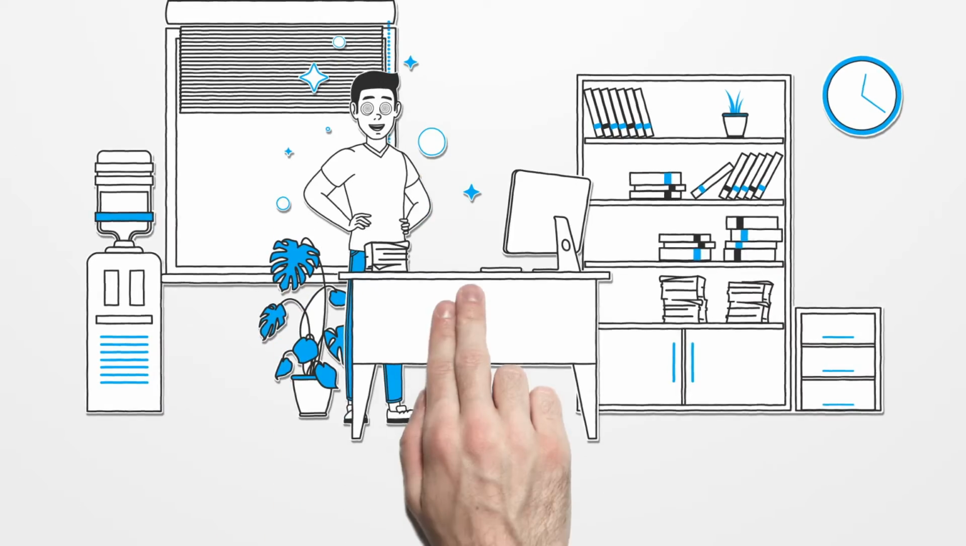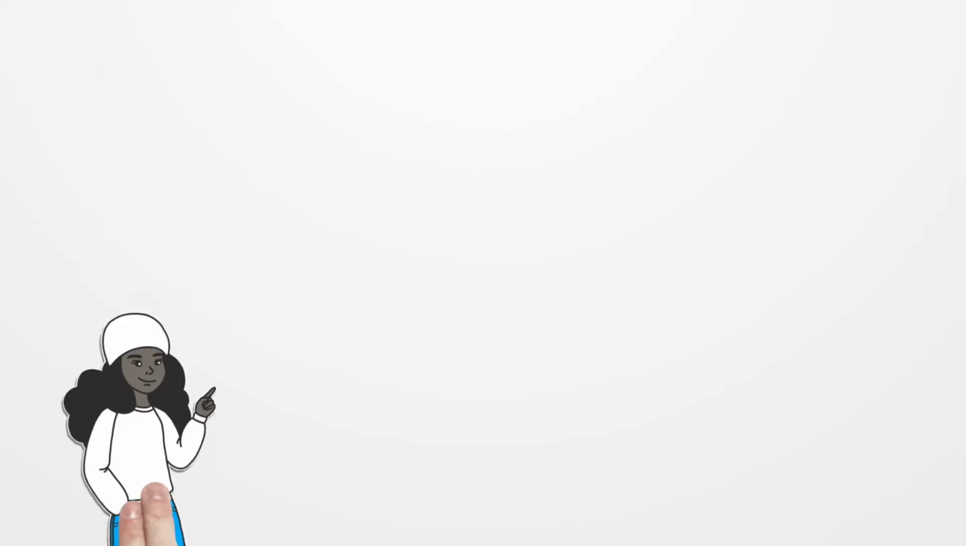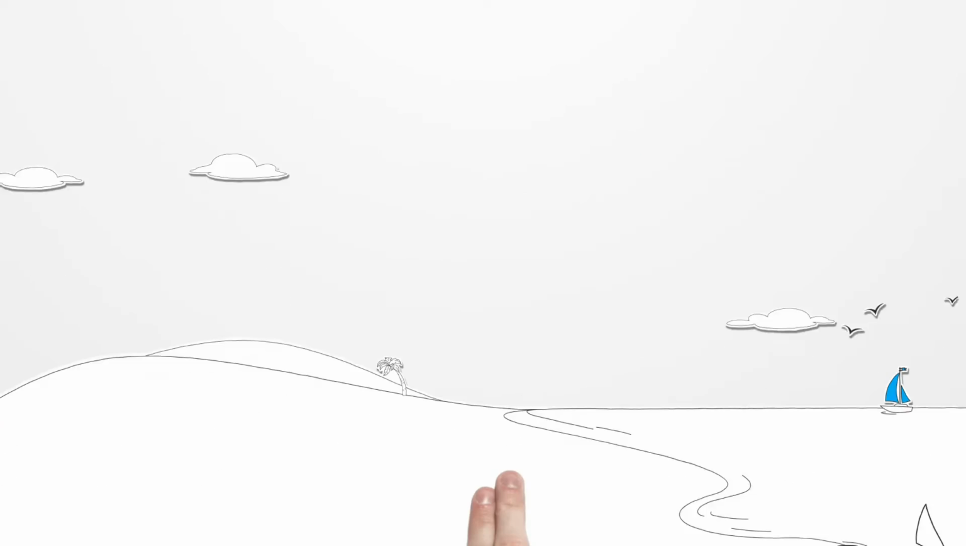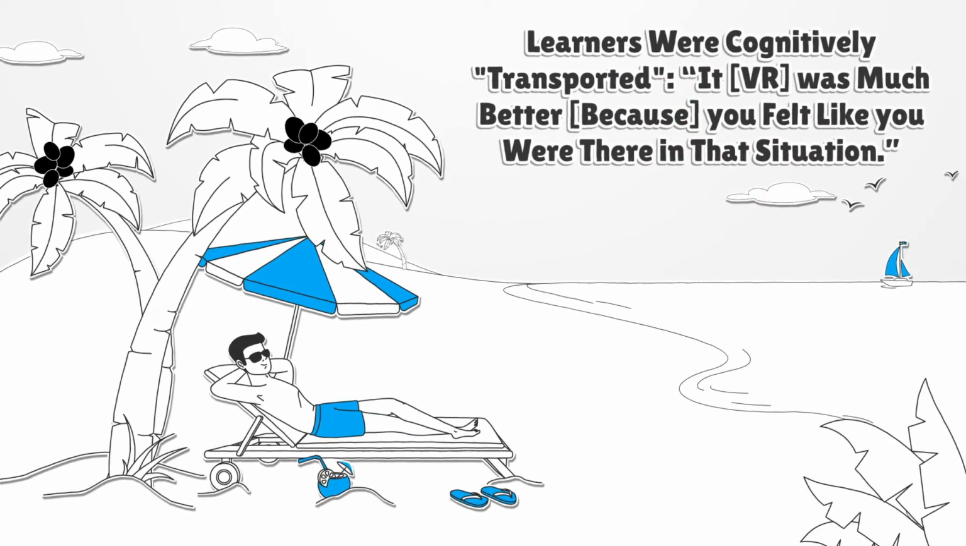Theme 2, meanwhile, is a heightened sense of immersion or presence. For example, one learner described how they had to explain things more clearly and listen more carefully because the faces of their partners were not readily visible. The impact of cognitive presence was confirmed by all learners, who agreed that the experience felt much better because they felt like they were transported to the virtual environment.